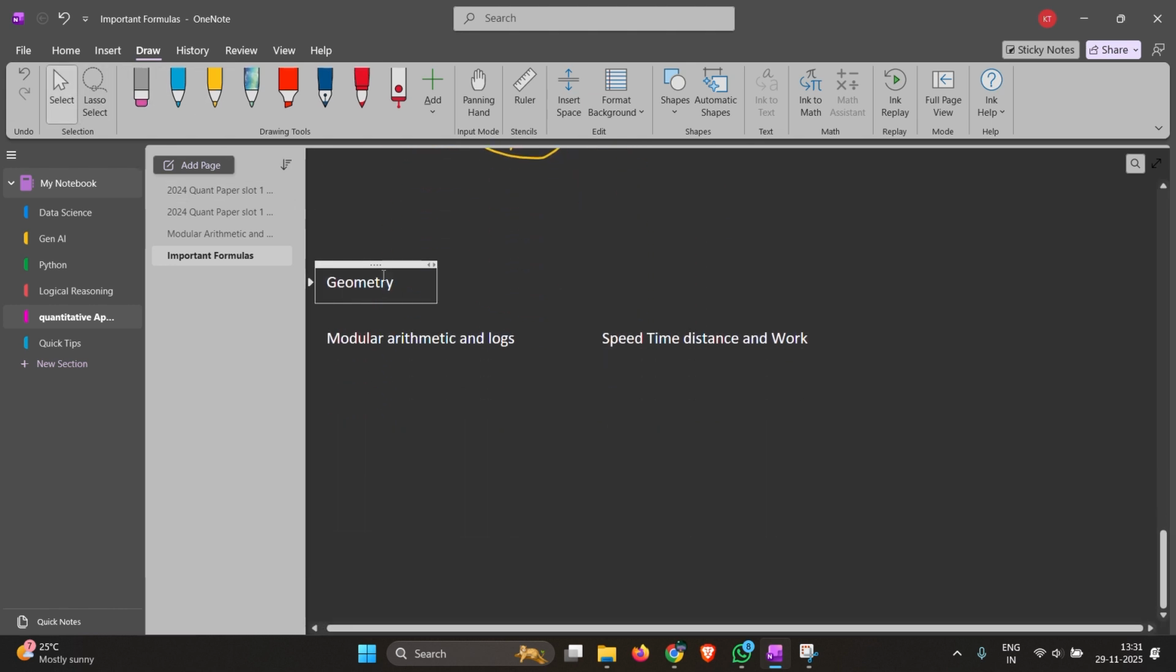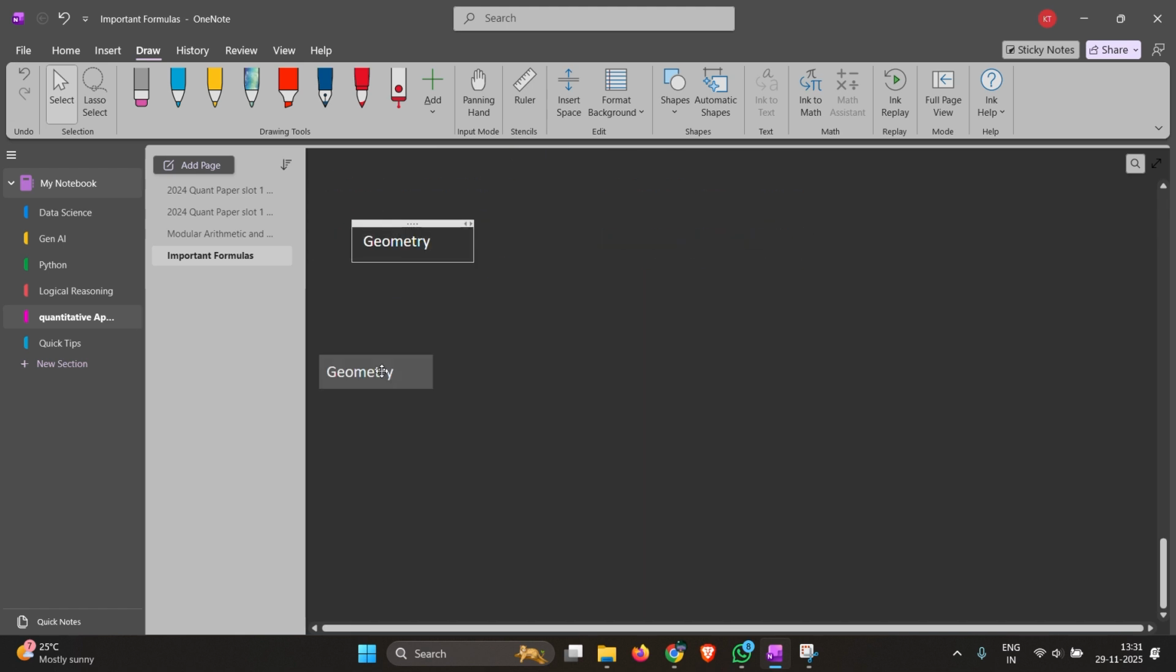We'll look at the geometry last, as geometry has a lot of formulas. So if you know the formulas for geometry, this can be the easiest section for you for scoring in quant. But if you don't know the formulas, this might be the worst section because you can't just brute force your answer in geometry, right? You have to know the formula. So let's do this the last.